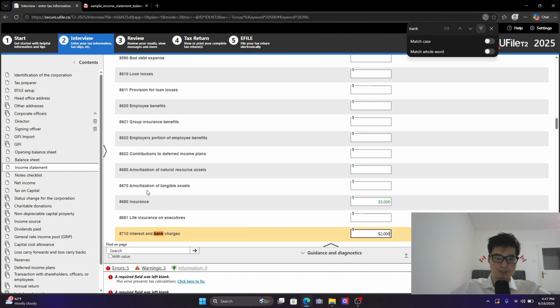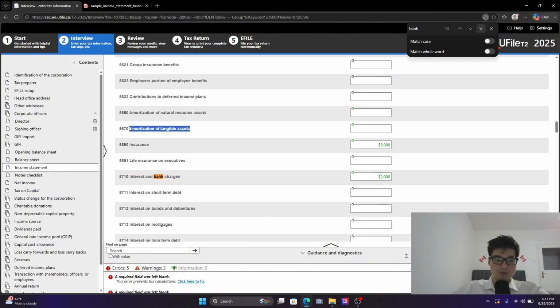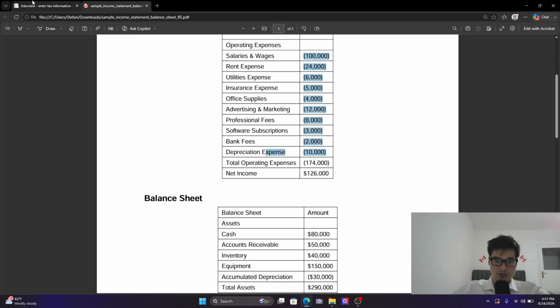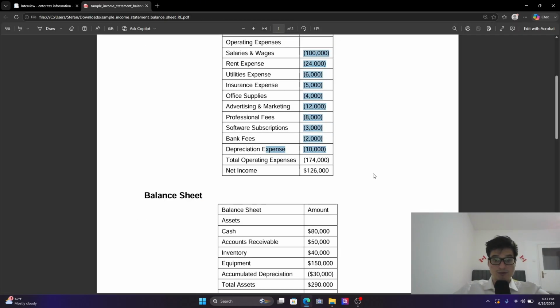So your depreciation will be amortization. It'll be called amortization, and you'll have a couple of different ones here. For many of you, it'll be amortization of tangible goods. Make sure that you find tangible goods because you can put it in intangibles, and that would be technically incorrect.